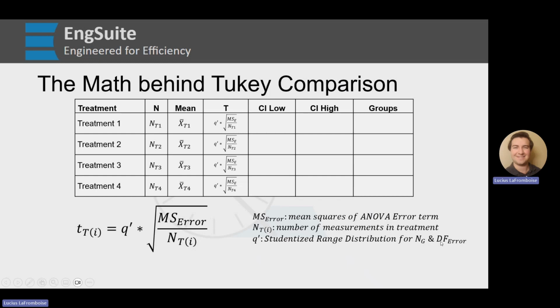Again, DF error. This heavily relies on the fact that there is a one-way ANOVA involved. Here we take a look at this Q prime. That comes from a giant chart of values. We have that already in Excel for you. You're not going to want to copy and paste that. You're going to want to download that, but we'll get into it in a sec.